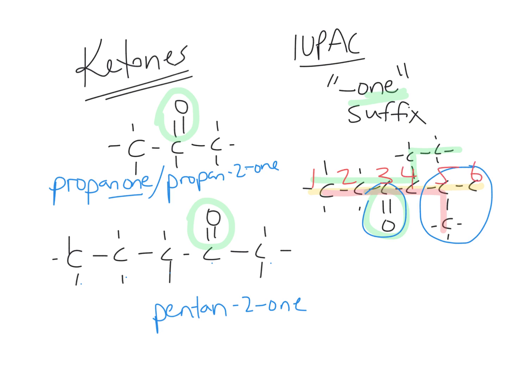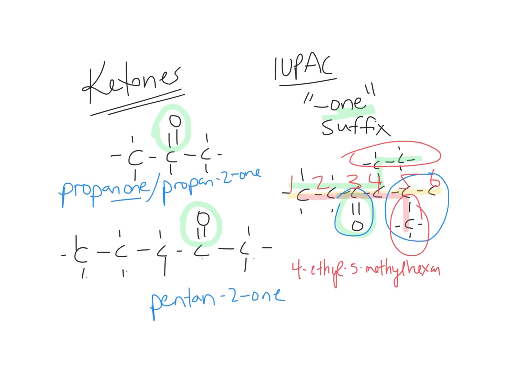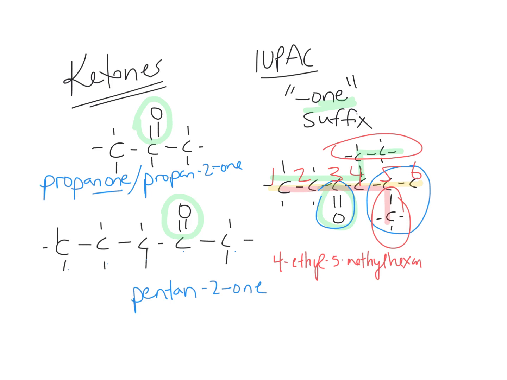The alkyl groups are thus a 4-ethyl, right, and a 5-methyl. All right, so check the alphabetical order. E comes before M, so we will also express the ethyl before the methyl. So we are going to call this 4-ethyl-5-methyl, and then it was 6, so it's hexane. And then what's the position of the carbonyl? It's on carbon 3, hexan-3-one. Phew.